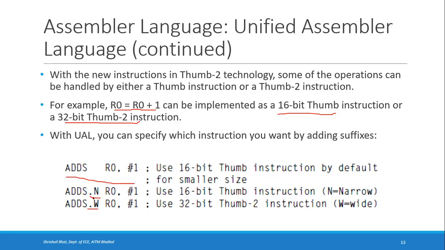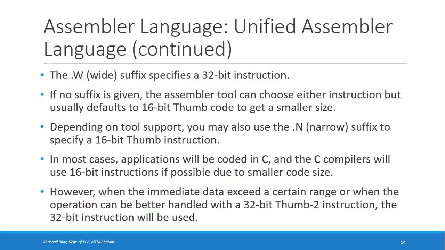But by default, if you do not mention any suffixes, it will take either 16-bit or 32-bit, whichever is suitable, and it will always go for the smaller code size. If you do not use any suffixes, it will choose so that the instruction has a smaller code size. The .w suffix specifies a 32-bit instruction.